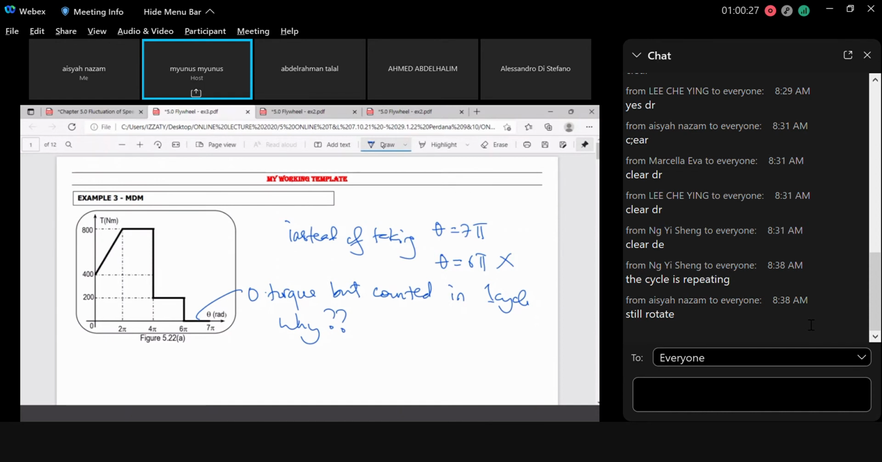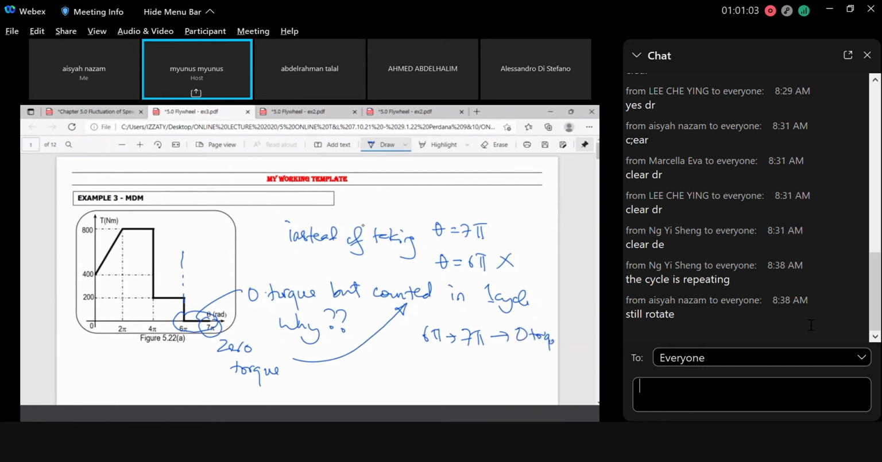Yeah. So because it completes the cycle to 7 pi. How do you know it's a complete cycle to 7 pi? Because you know that this one is zero torque, but still counted as one cycle. Why? I'm asking you why. Otherwise, if you look at the torque here, it would end at 5 pi. Yeah, this one is zero torque. So from 6 pi to 7 pi is zero torque.